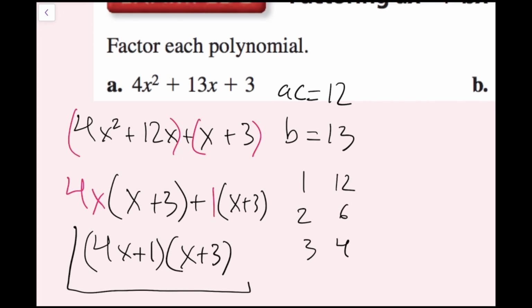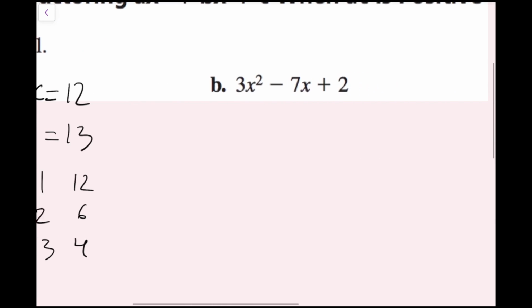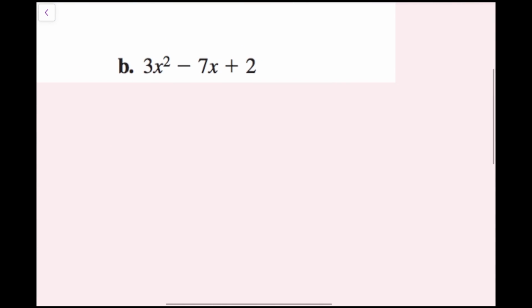I'm going to go over to part B right now. So the first thing we always want to do is write down our AC value. AC, in this case, is going to be 3 times 2, which is 6. And then B is going to equal -7. So I want two numbers that are going to multiply to 6 and add to -7.